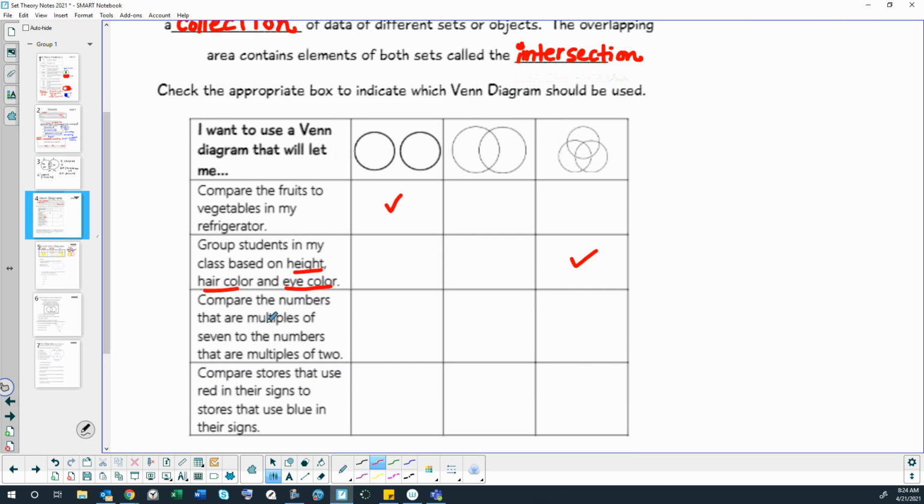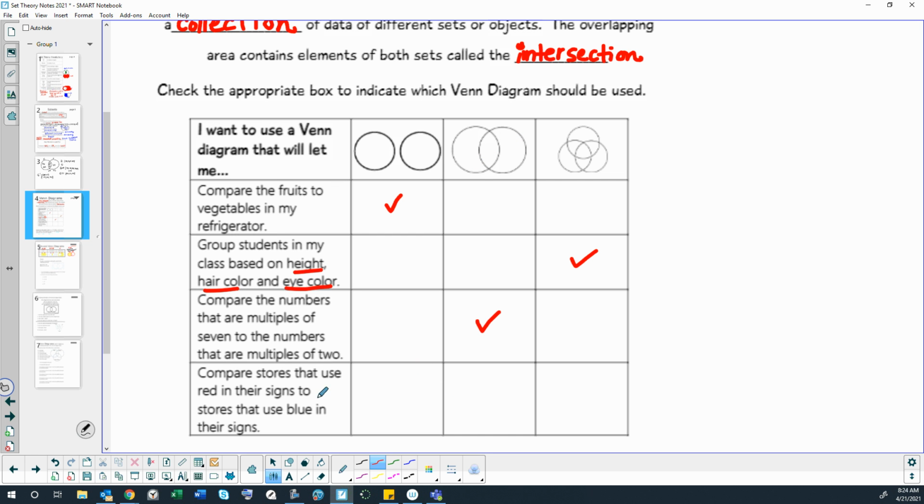Compare the numbers that are multiples of 7 to the numbers that are multiples of 2. So that one would be this one, because if you go 2 times 7, you get 14. And 14 could go in the middle, because 14 is both a multiple of 7 and a multiple of 2. There's other numbers like that as well, like 28 would be one of those, and 56, and any numbers that are divisible by both 7 and 2.